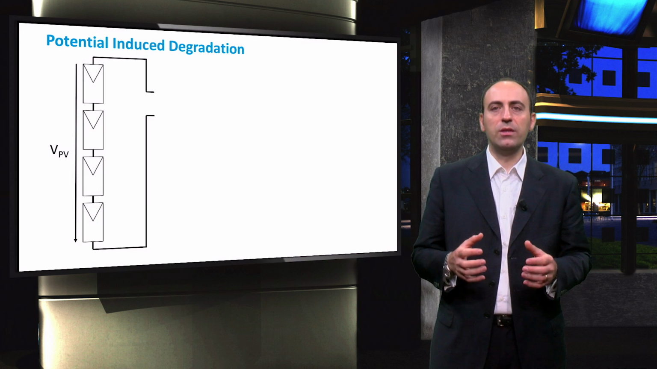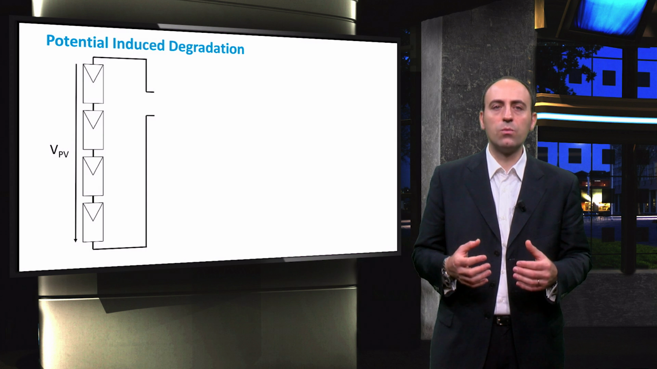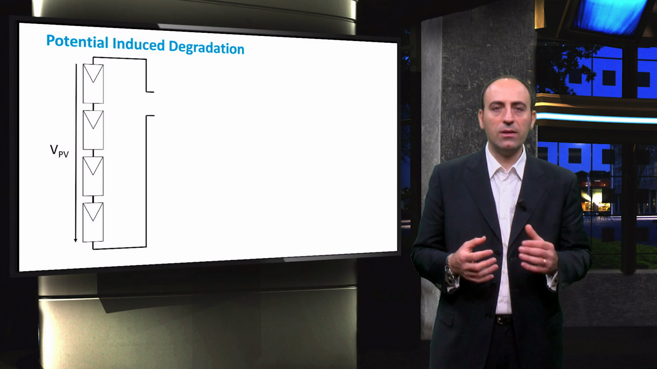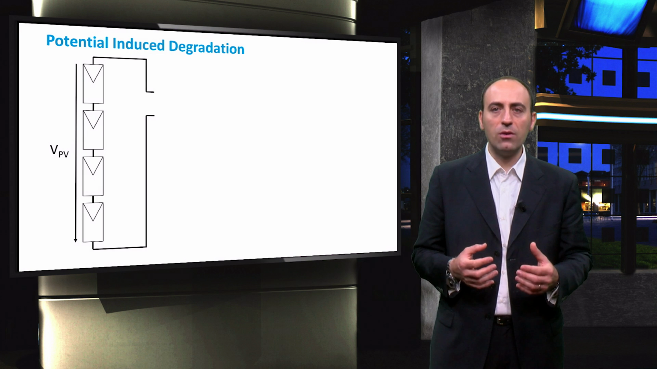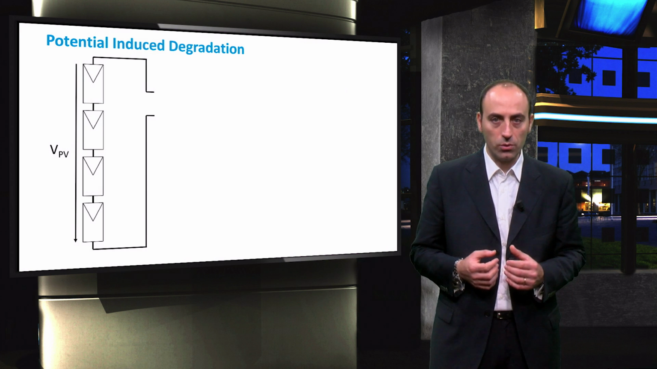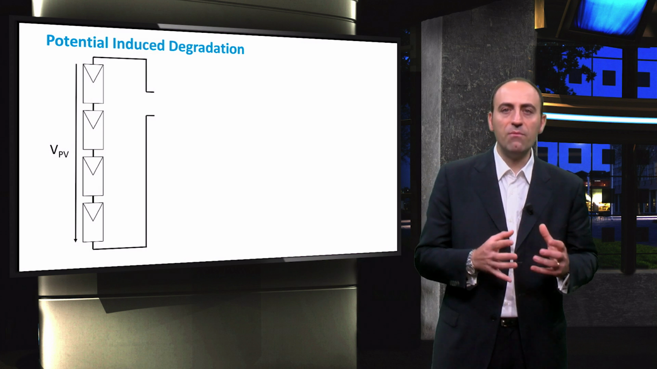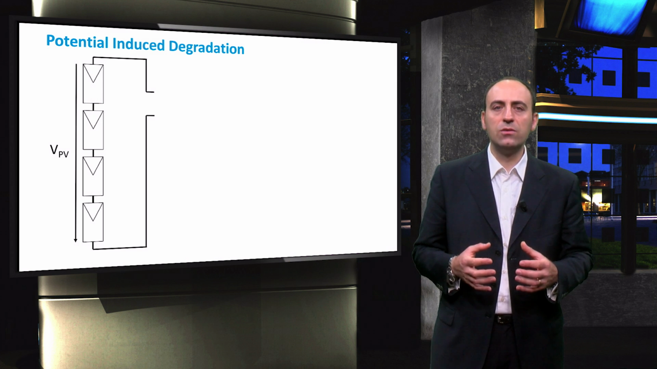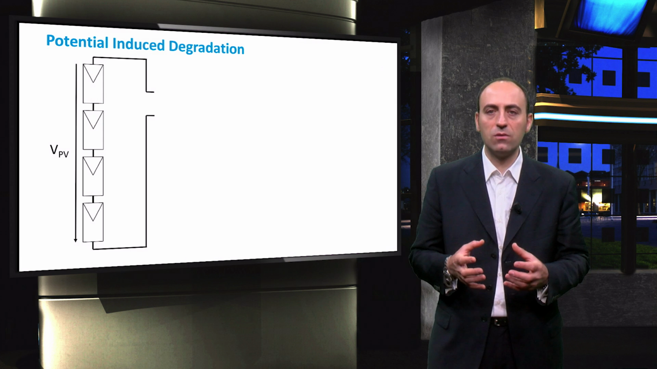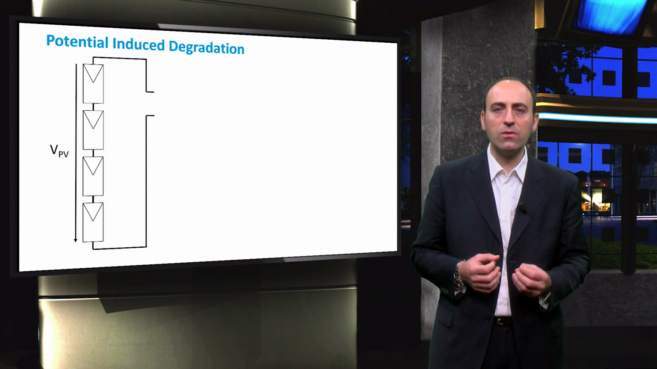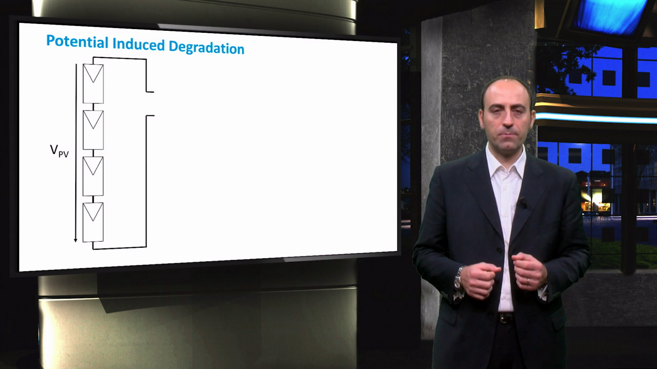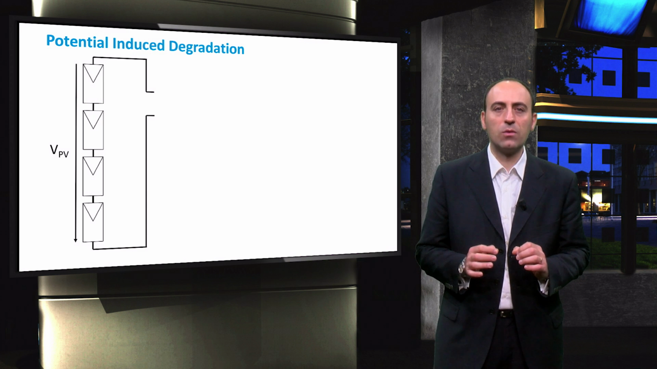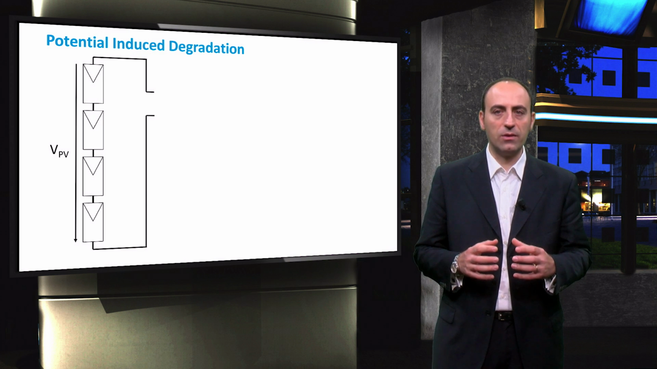Potential induced degradation is a phenomenon that occurs when the voltage on the module and the leakage current act as a driver of ions within the module. The PV system and the environment interact to cause PID. This is due mainly to the fact that humidity and dust on the panels can cause sodium ions to affect the performance. Let's take a PV system connected to the grid via an inverter.